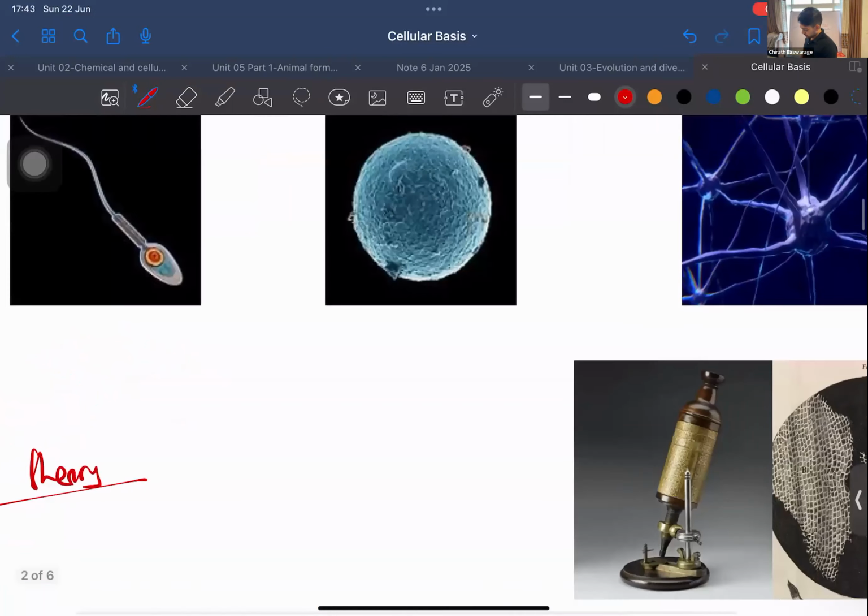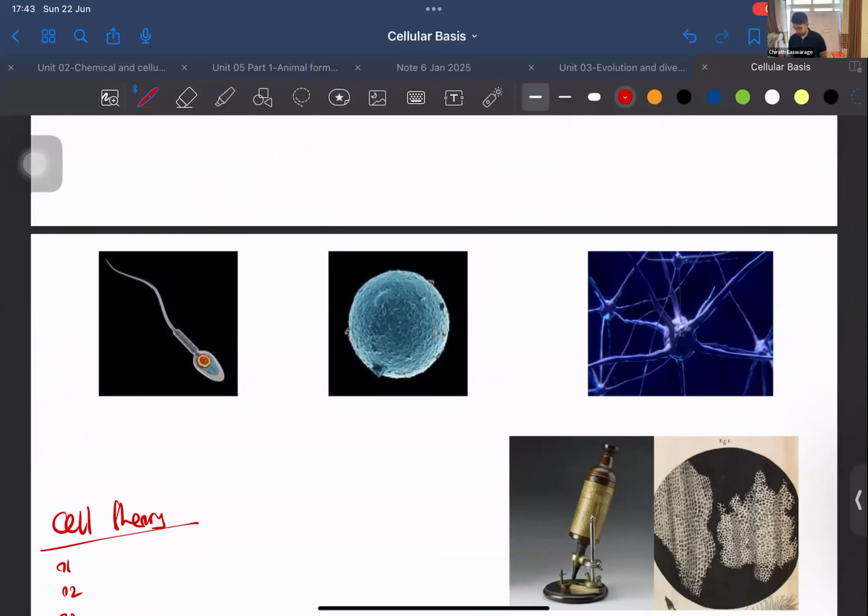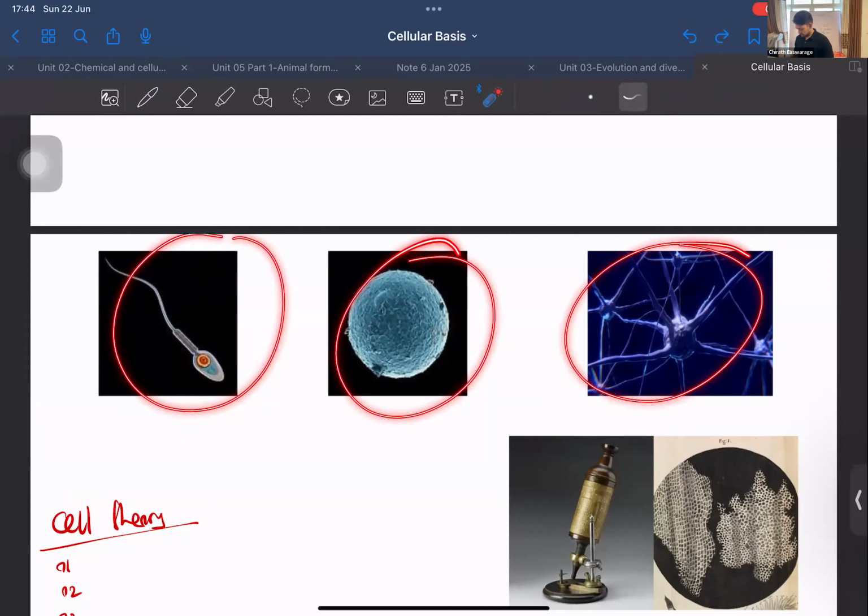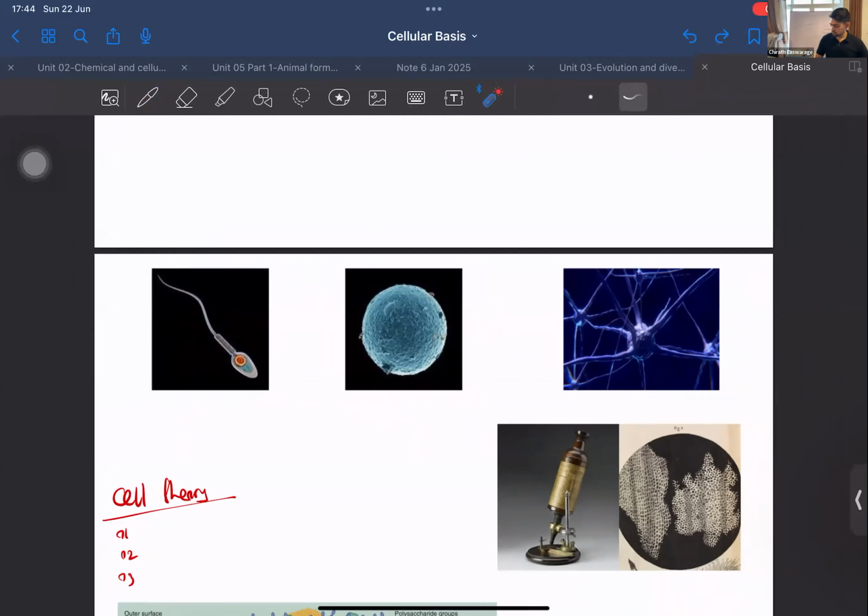Now, I want to tell you a bit about the diversity of the cell. You can see three diagrams on the very top of the slide, three cells. Anybody know what these three cells are? Those are three types of cells that we have in our body. Anybody know what those cells are? Yeah, very good. I got one answer.